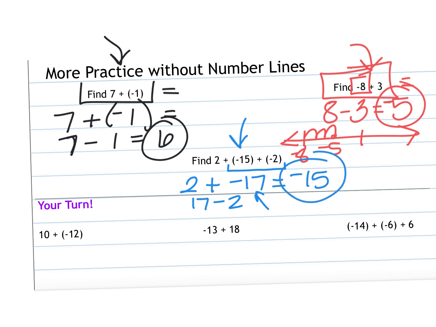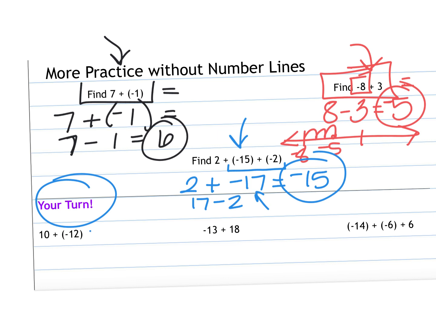Okay? Again, I'm starting at 2. If you think of it, you have $2, and I spend $17. Well, I went $15 into the hole because I only had $2 to spend. Pause me and try these 3, and then come back and check your work.